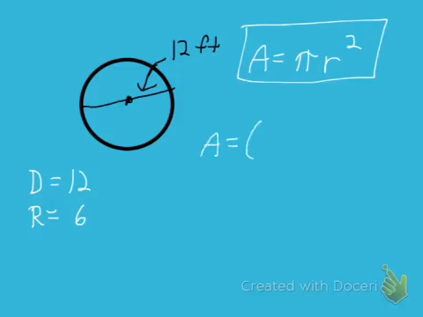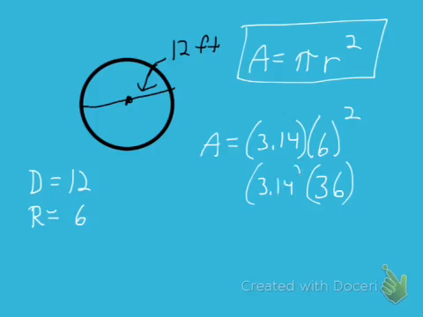Now, fill in 3.14. The radius is 6, and square it. 6 squared is not 6 times 2, it's 6 times 6, which is 36, times 3.14. And you get, if I plugged it in right, and I hope I did, 113.04 feet squared. If you rounded it, you're going to get 113.0, so if you just want to say 113 or 113.0, either one is fine.